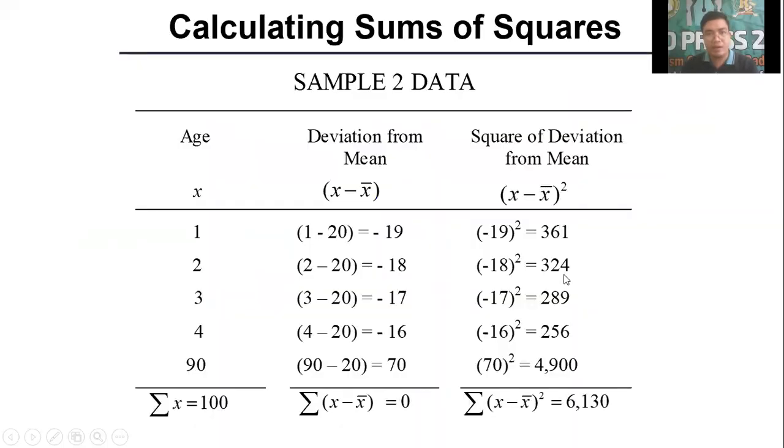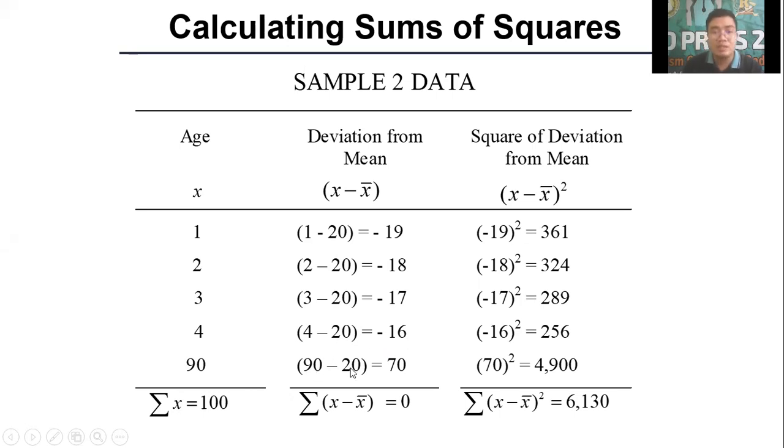Now, I have here another example, sample 2 data. This is the example of your age from 1 to 90. Then here, the deviation from the mean. How far is the age from the mean? The given mean, for example, of the age is 20. So 1 minus 20 is negative 19. 2 minus 20 is negative 18. 3 minus 20 is negative 17. 4 minus 20 is negative 16.